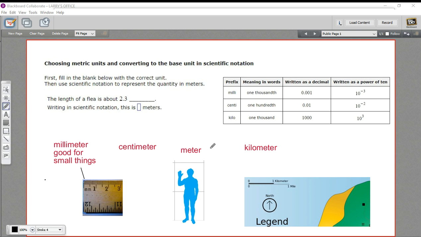The meter is sort of your basic unit of length. A meter is about as long as a yard. Most people are around 2 meters tall or a little bit shorter than that. So that gives you a sense of what a meter is.